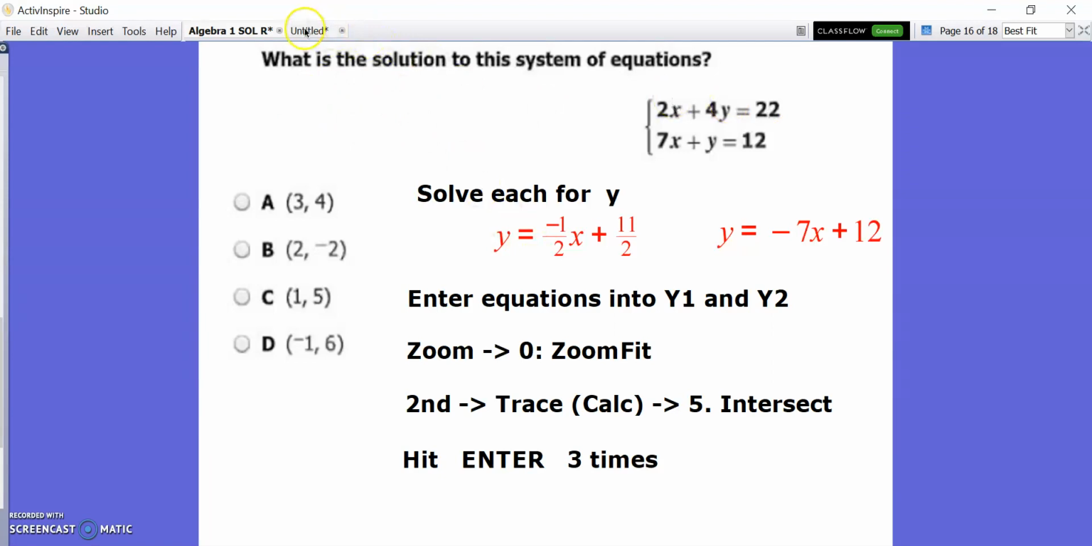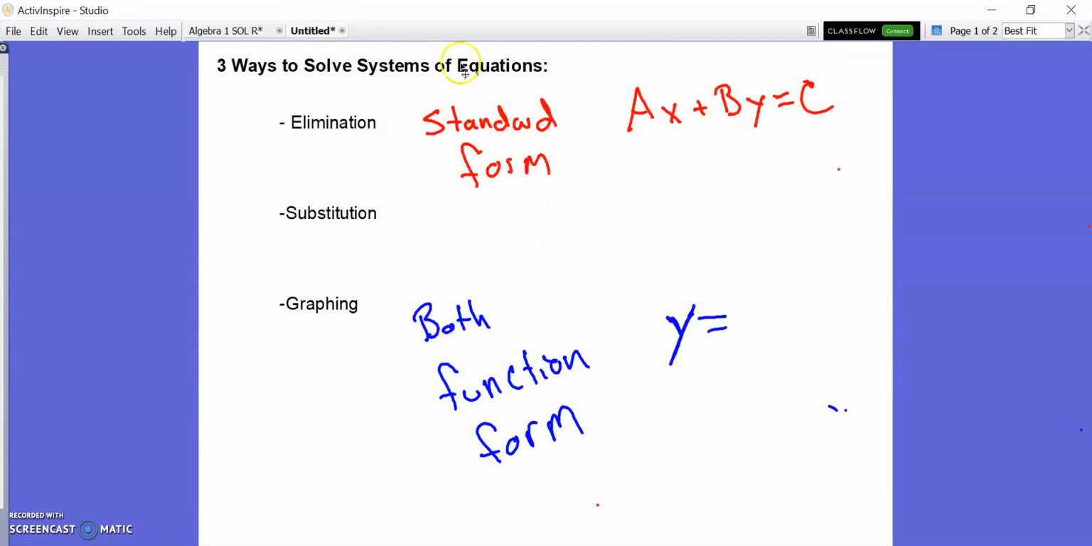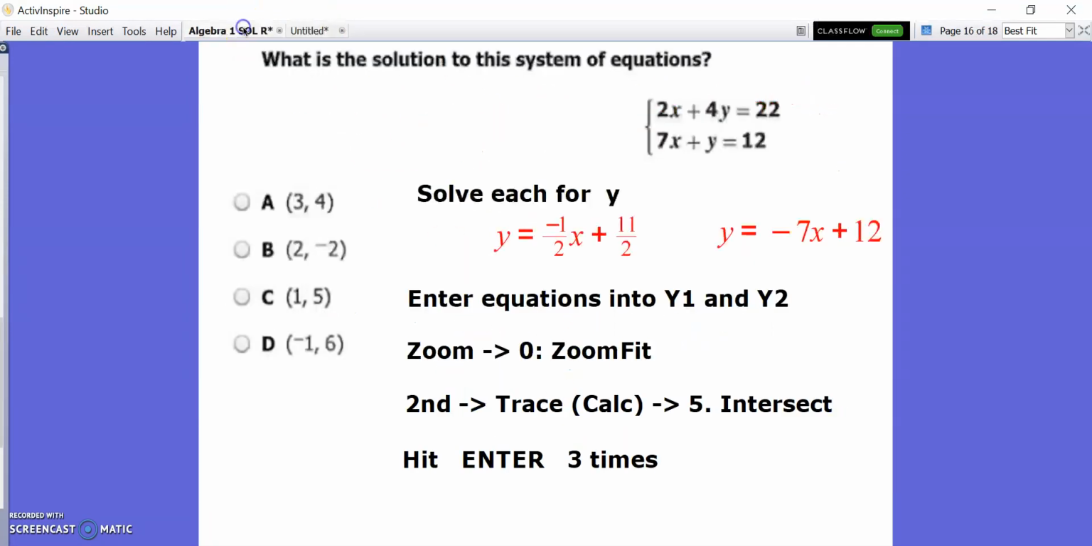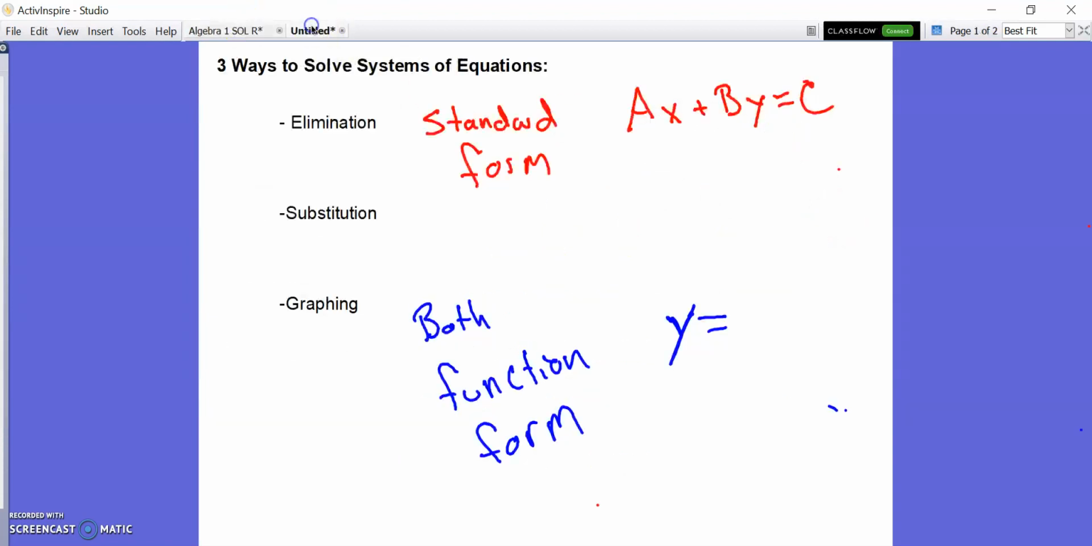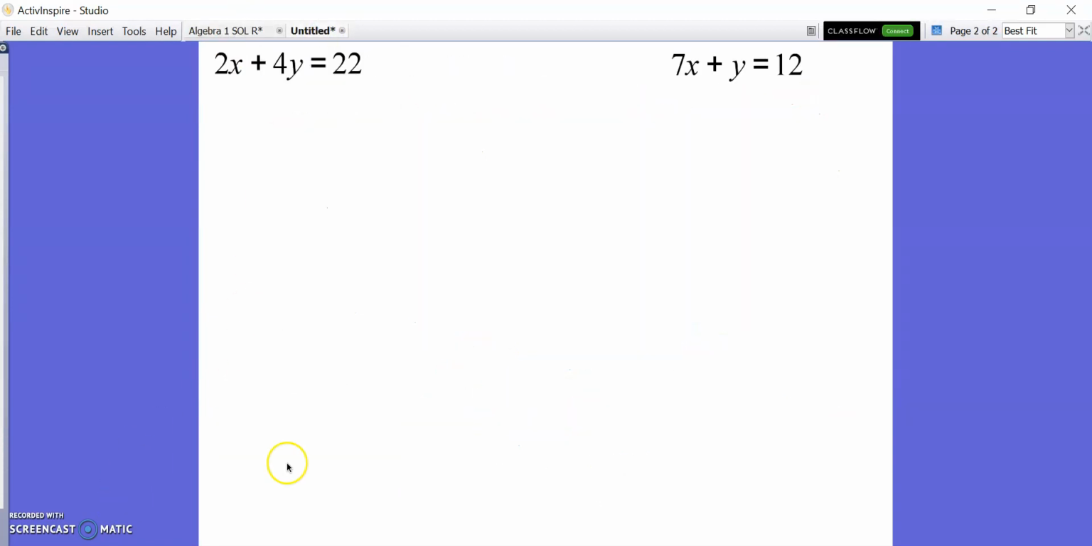So to do it in our calculator, we just said we have to have them both in function form, which means solve for y. So I'm going to solve both of these for y. So let's go ahead and solve these for y, in case you don't know how to do that. The first one is a little tricky because you're going to need some fractions. But to get y by itself, I need to subtract this 2x from both sides. And we're going to get 4y equals, because these cancel out, negative 2x plus 22.